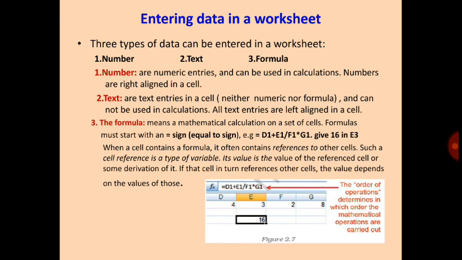Second is text. These are text entries in a cell, meaning these are neither numeric nor formula and cannot be used in calculation, because on text you cannot perform any numerical calculations. All text entries are left aligned by default in a cell.